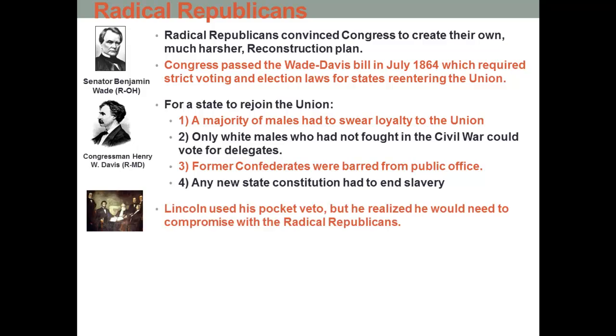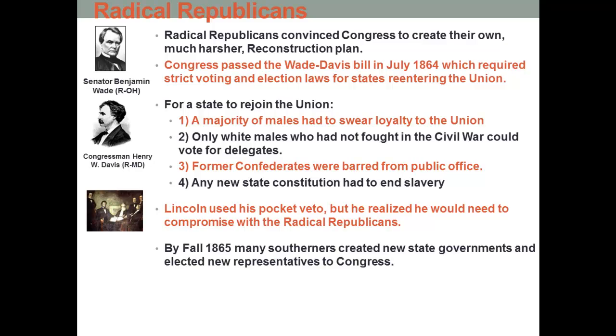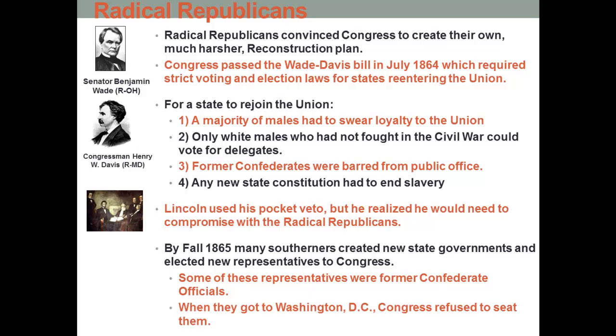Lincoln, however, did not approve of this plan, so he used his pocket veto to stop the bill from becoming a law. But it did show him that he would have to find some way to find a compromise with the Radical Republicans if they were going to be able to accomplish what they wanted. By fall of 1865, many Southern states created new state governments and elected new representatives to Congress. However, some of those representatives were former Confederate officials, which violated Lincoln's 10% plan. When these representatives got to Washington, D.C., Congress refused to seat them.